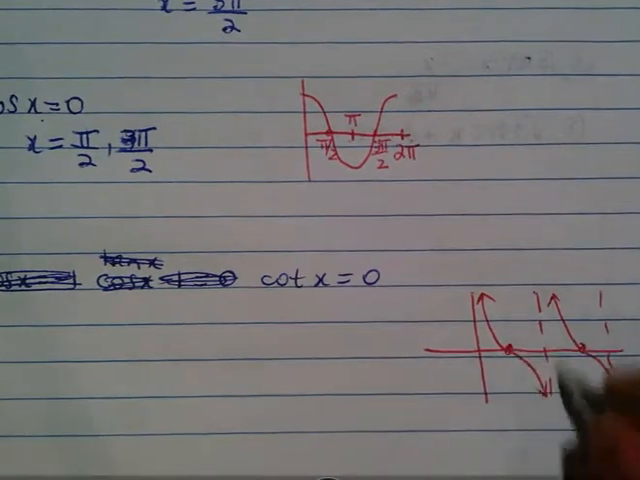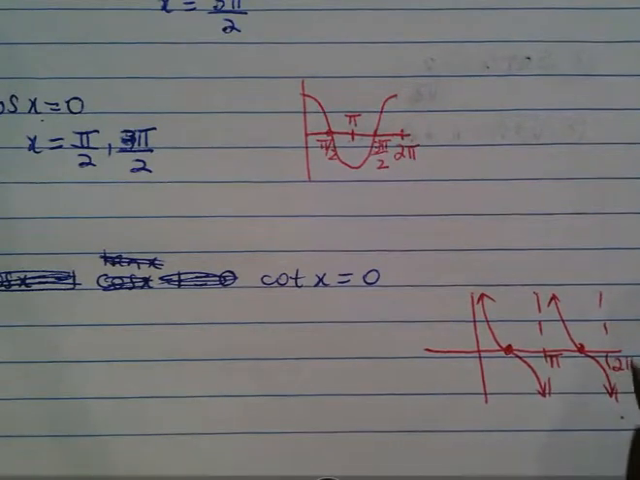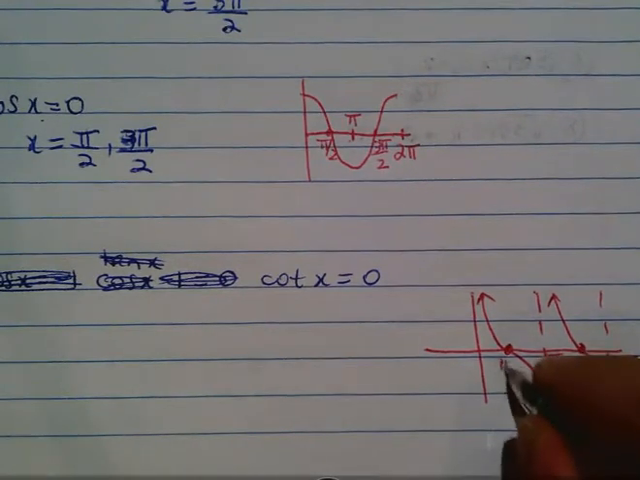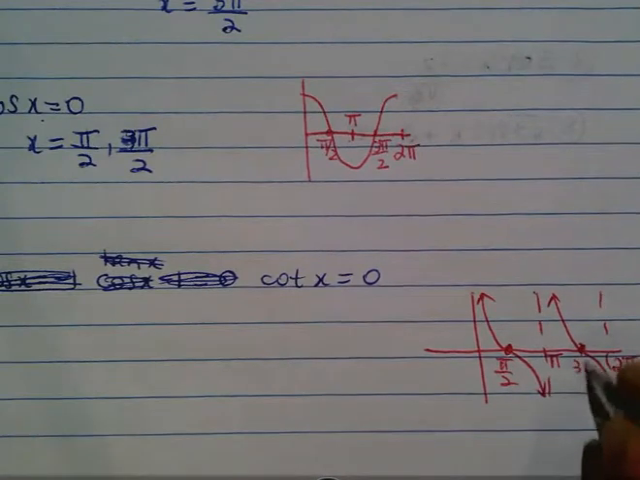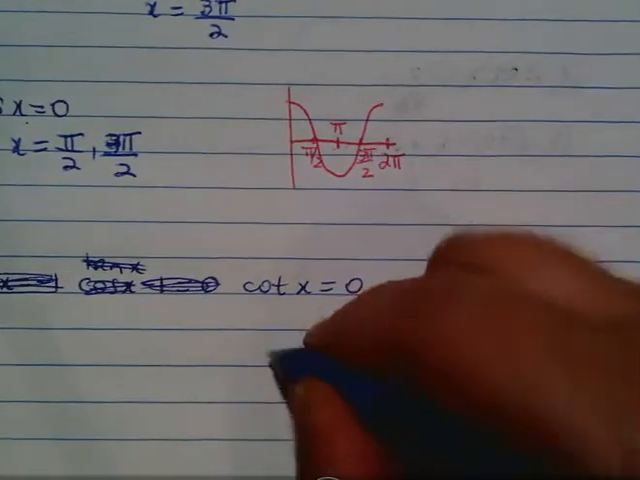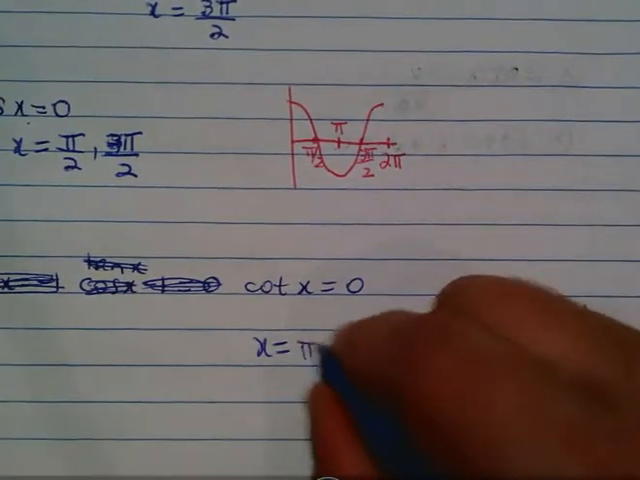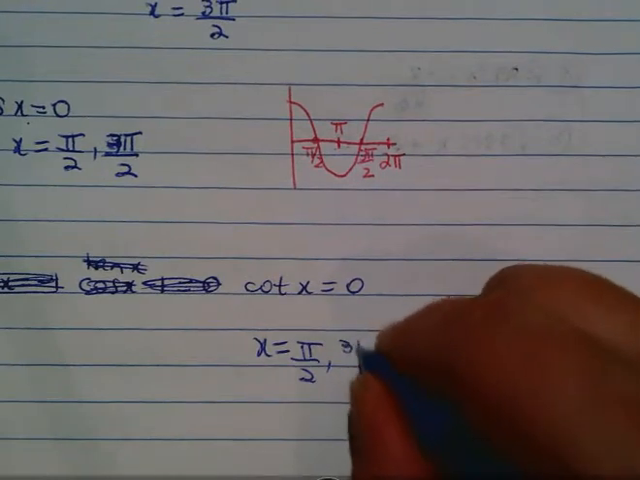And these values, so I've got pi here and I've got 2 pi there. So this will be pi on 2 and this is 3 pi on 2 or 1.5 pi. So where does cot x equal 0? Your solutions from 0 to 2 pi are pi on 2 and 3 pi on 2.